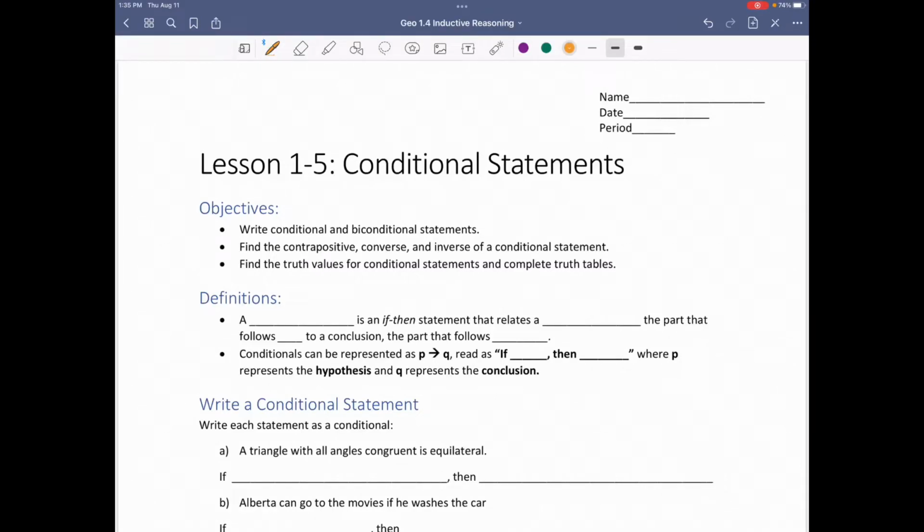Okay, so first thing first, don't forget to write your name, date, and period on the top left of the paper. And today, we will be working on Lesson 1-5 Conditional Statements.